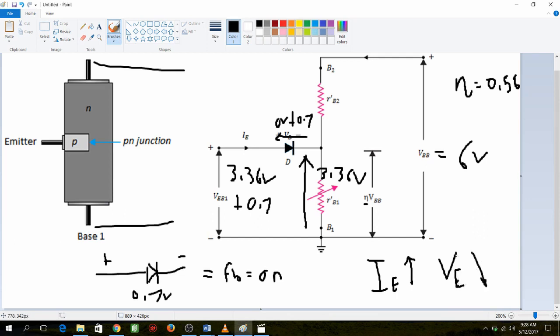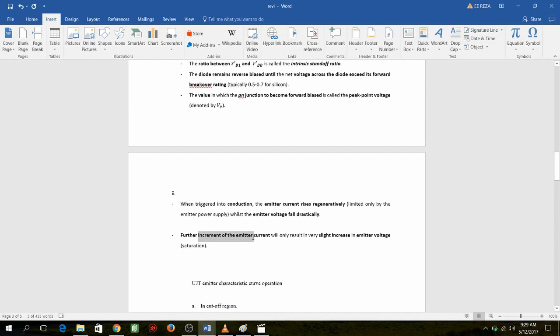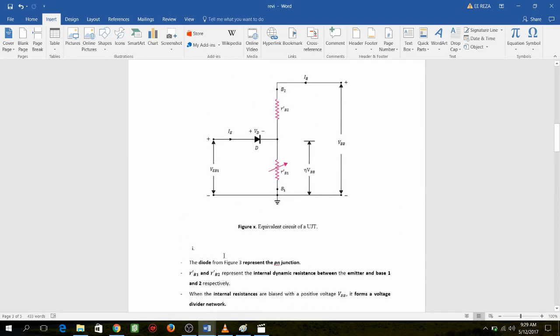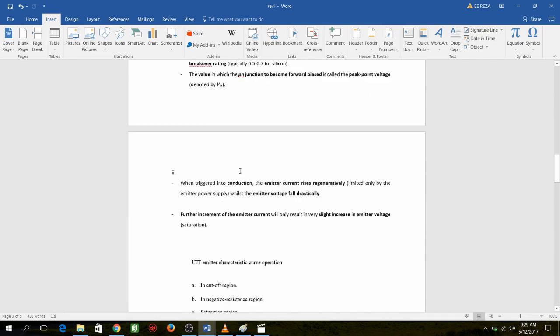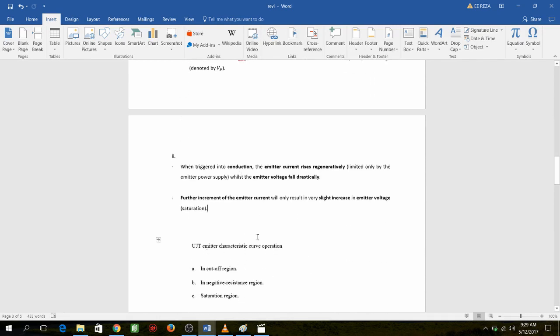So let's say I reach the saturation point, but I still want to try to increase my emitter current. So what happens? If I try to increase my emitter current beyond saturation, it will only result in a very slight increase in emitter voltage. So that concludes the equivalent circuit operation. On the next topic, we will talk about the characteristic curve operation.